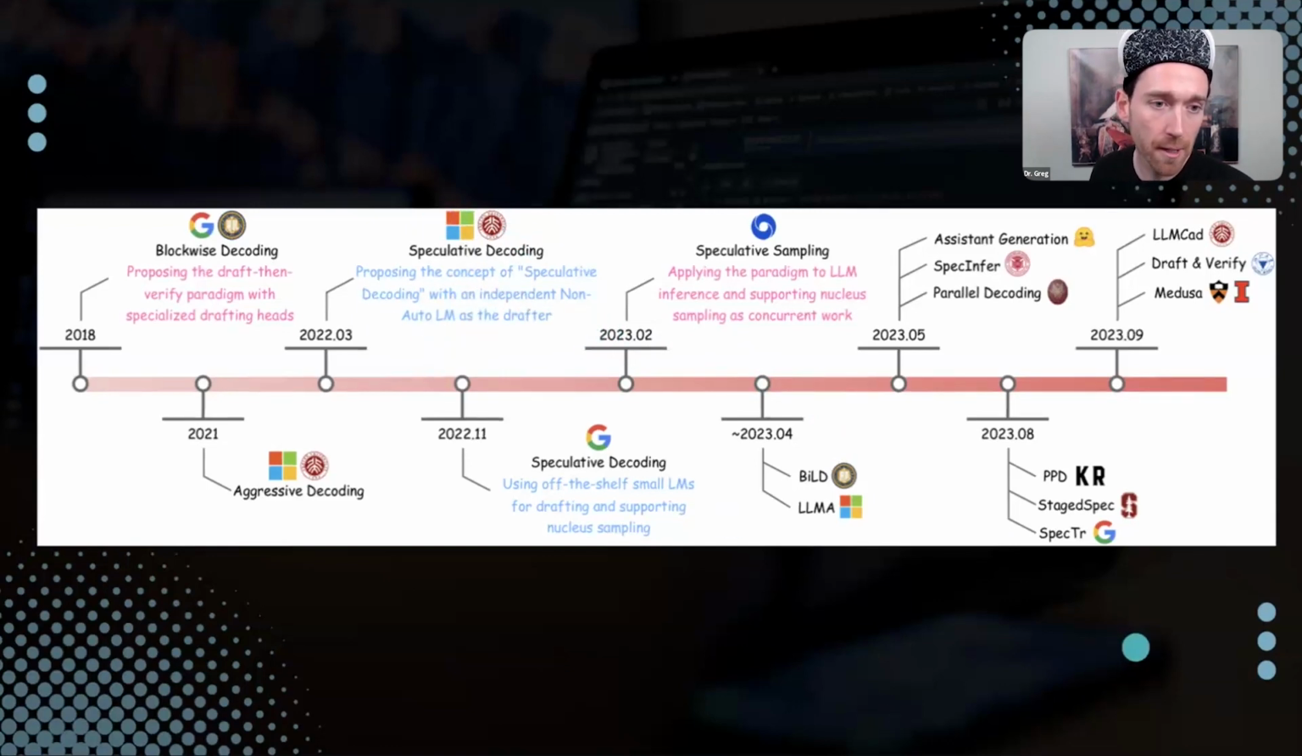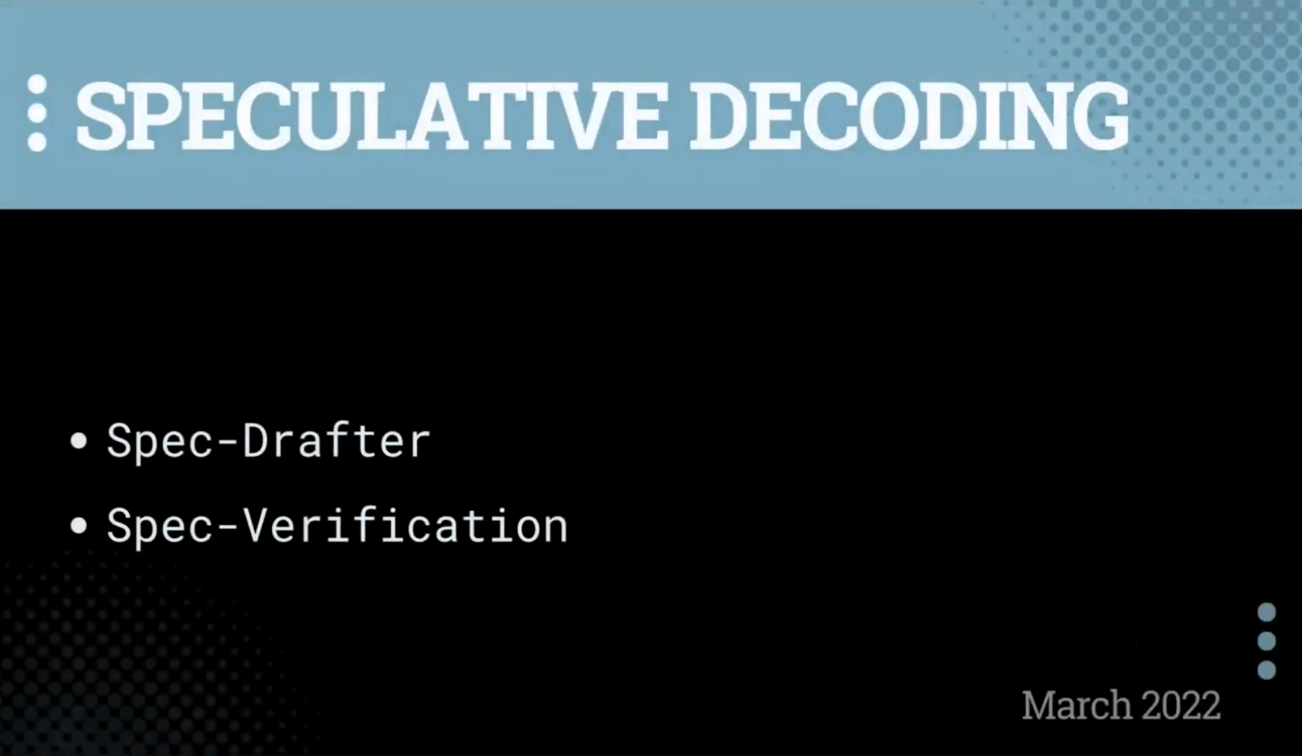Now, this paper right here is the one we want to focus in on, proposing the concept of speculative decoding. This is the paper from March 2022. The link will be in the slides here. We have the spec drafter and the spec verification, which are the two innovations of the paper. The drafter does exactly what we saw: it drafts. It's specially optimized for efficient, accurate drafting. And then the spec verifier is just trying to make sure, okay, yeah, that's legit.